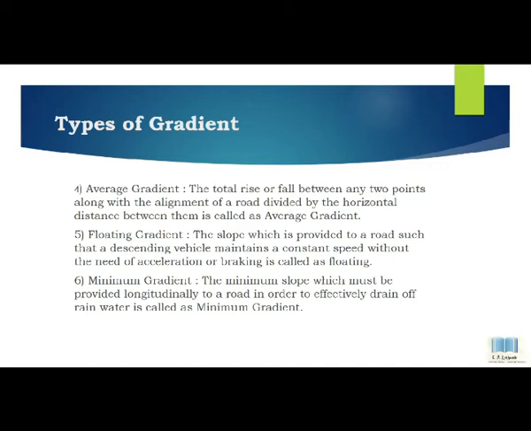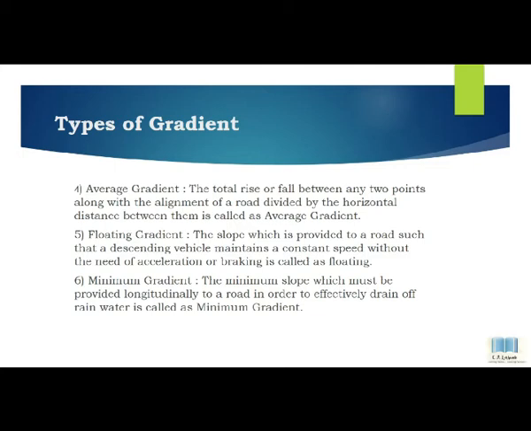Then the next type of gradient is average gradient. The total rise or fall between any 2 points along the alignment of a road divided by the horizontal distance between them is called average gradient. The term average gradient is the total rise or fall between the 2 points along the alignment of the road, divided by the horizontal distance.